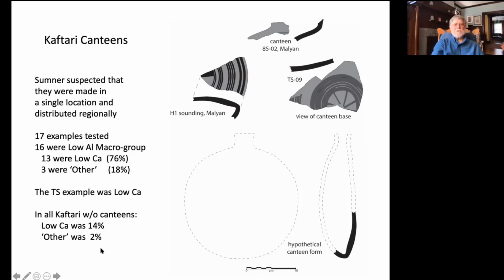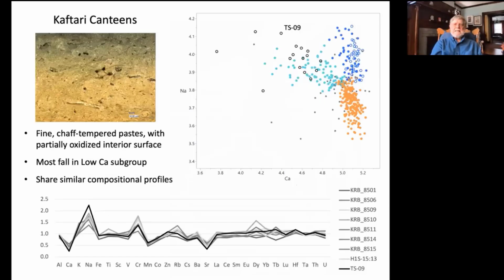So I think Sumner would agree that the Kaftari canteens are being made in one or maybe 2 places and distributed, taken and used at Malian. This is what they look like in terms of their compositional profiles. And the canteens are the open black circles in the distributional chart up here.